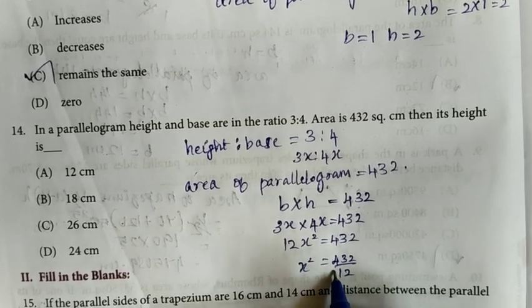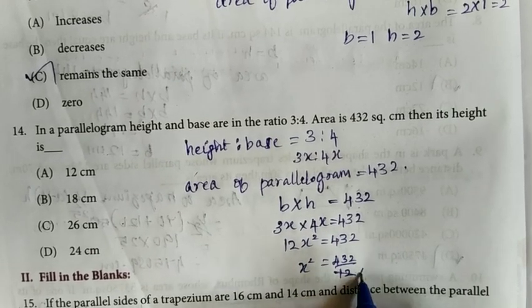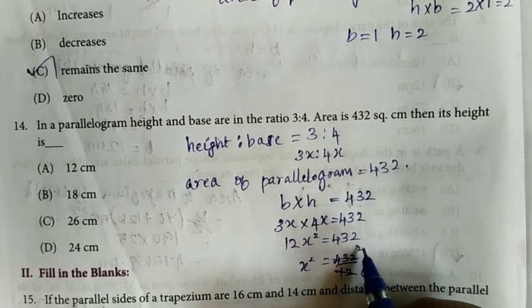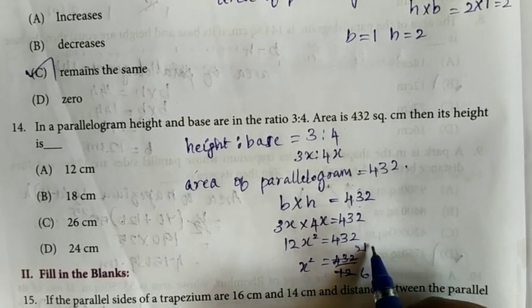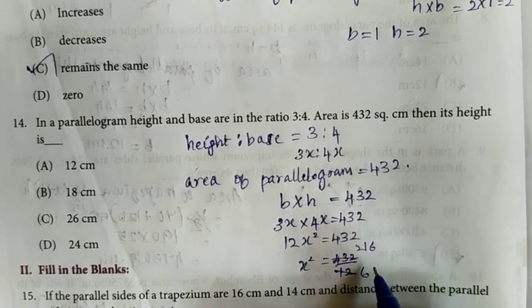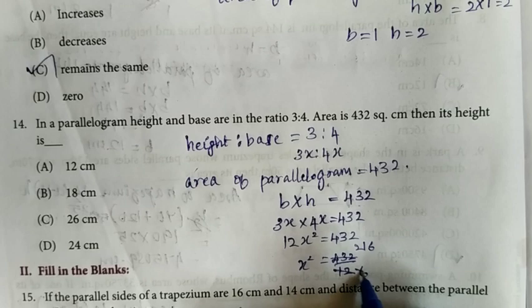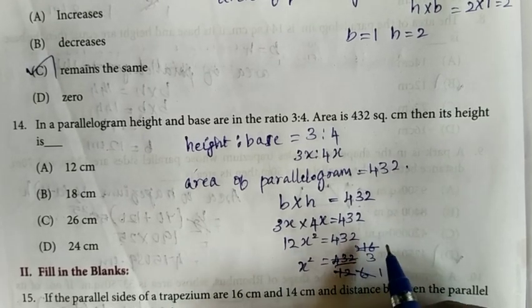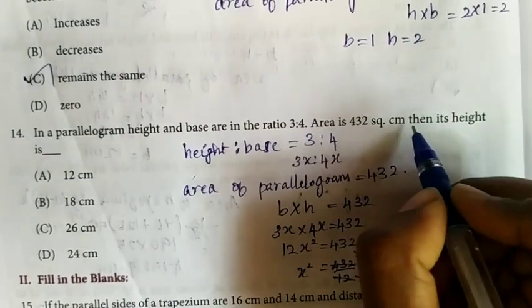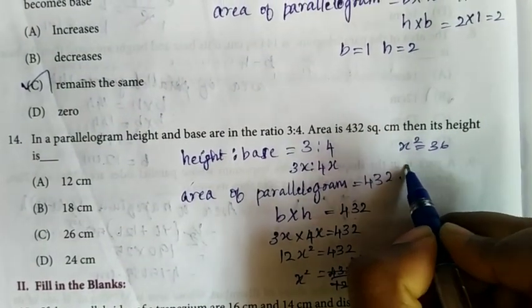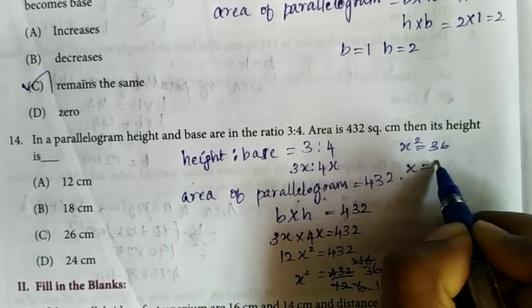Cancel it by second table. 2 into 6 is 12. 2 2s are 4. And 2 1s is 2. Remaining 1. 12. 2 into 6 is 12. Cancel it by sixth table. 6 1 is 6. 6 3 is 18. 6 6 is 36. So we get x square equal to 36. While taking the square root, we get the value of x as 6.